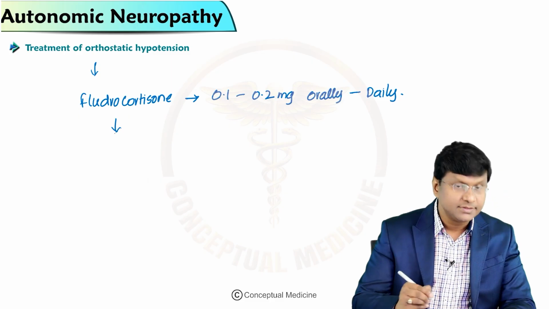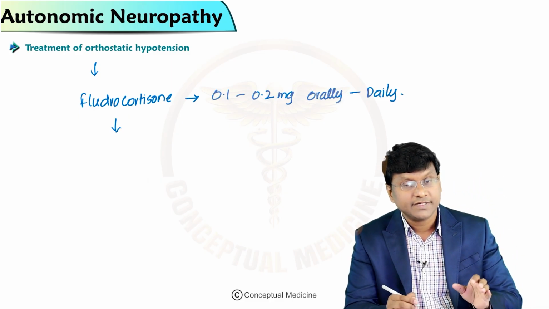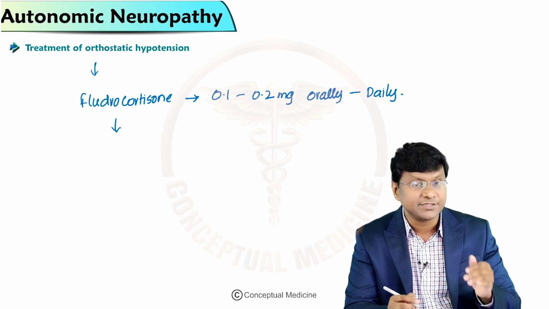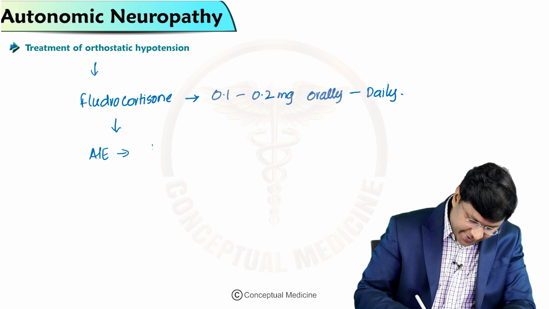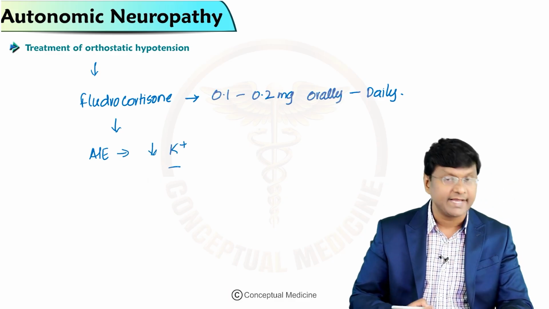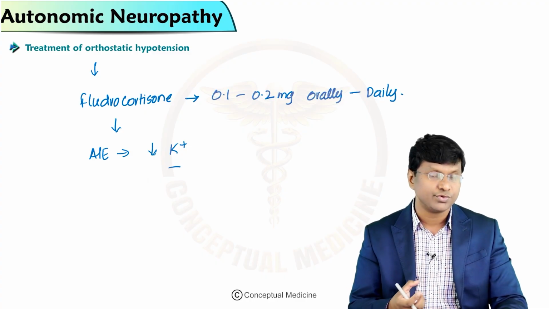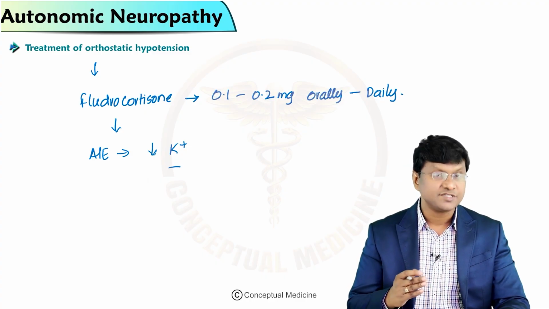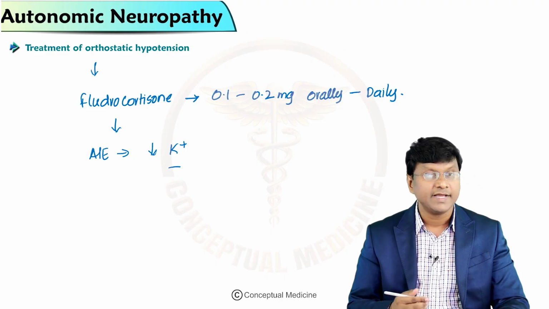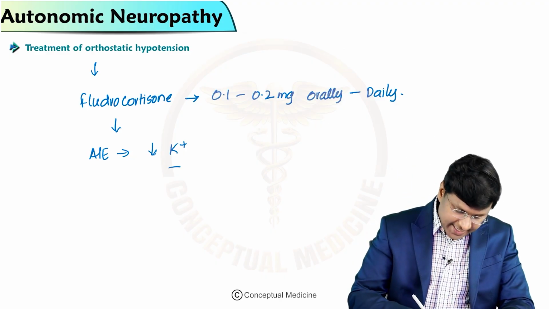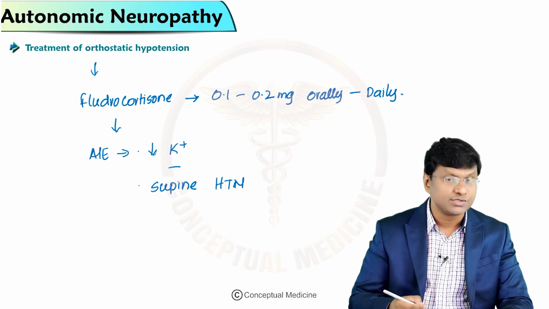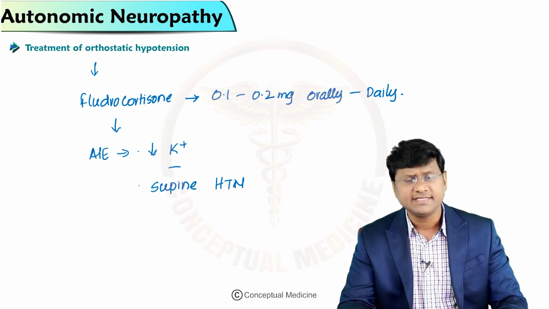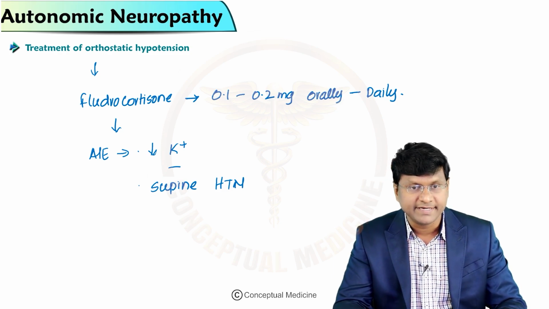This medication, fludrocortisone, however, can result in supine hypertension and hypokalemia. The adverse effect associated with fludrocortisone is hypokalemia, because it has mineralocorticoid activity. And what do mineralocorticoids do? Sodium retention and potassium excretion. So the individual will have hypokalemia as an adverse effect. Apart from that, these individuals will also develop supine hypertension. Why? Because fludrocortisone will cause sodium and water retention.